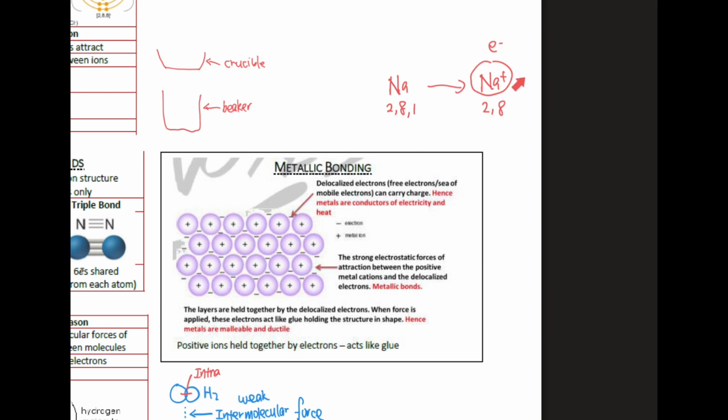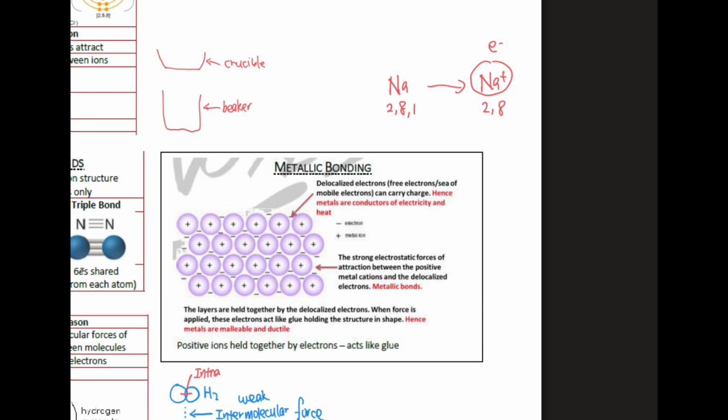So there are many sodium ions, imagine, and the electrons around them. So they form this kind of structure. Metal structures look like this. That means the metal atom will donate its valence electrons to become cations, and then the electrons just move freely around here. So we call it delocalized electrons. Delocalized electron means they are not going to stick to their original master. They move freely around the structure. So delocalized electrons, or free electrons, or a sea of mobile electrons, can carry charge. Hence, metals are conductors of electricity and heat. The strong electrostatic forces of attraction between the positive metal cations and the delocalized electrons is the metallic bond.